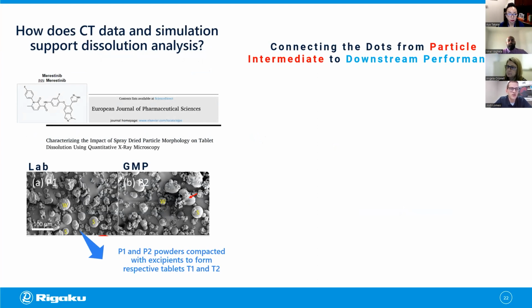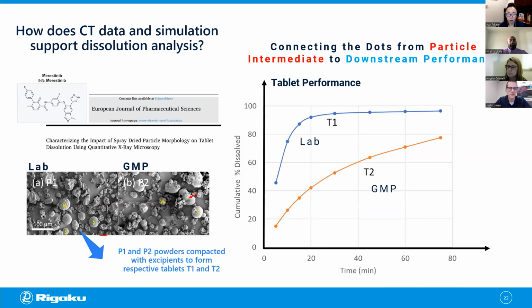In this project, we were looking at lab and GMP batches, in this case of a spray-dried particle powder corresponding to P1 and P2, P1 being from lab and P2 being from GMP. These powders are ultimately compacted with excipients to form their respective tablets, T1 and T2. Where the Lilly team was seeing a challenge was the relative dissolution rate of each tablet. In the lab batch T1, we see really nice immediate release dissolution.